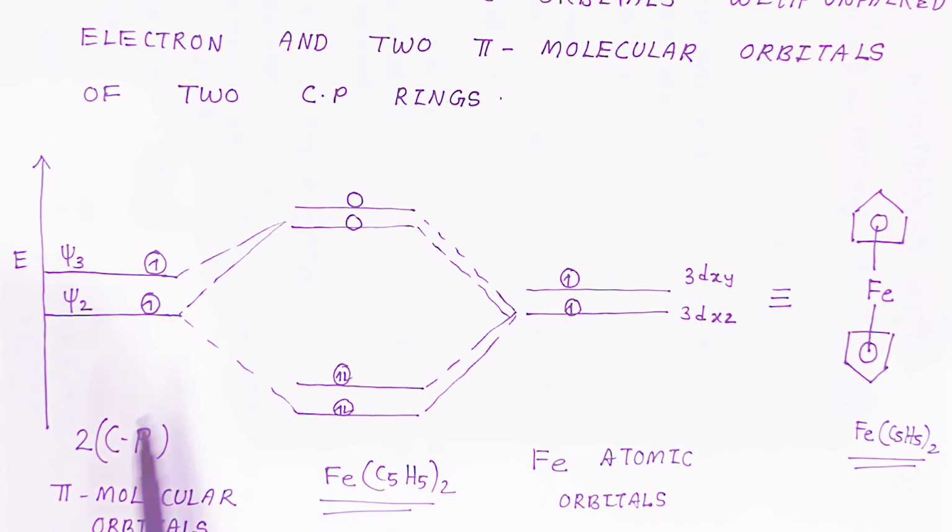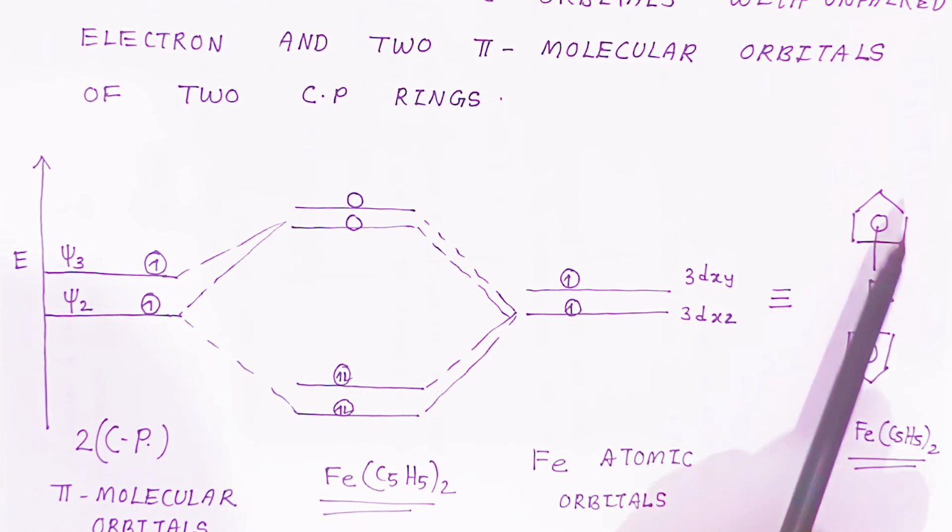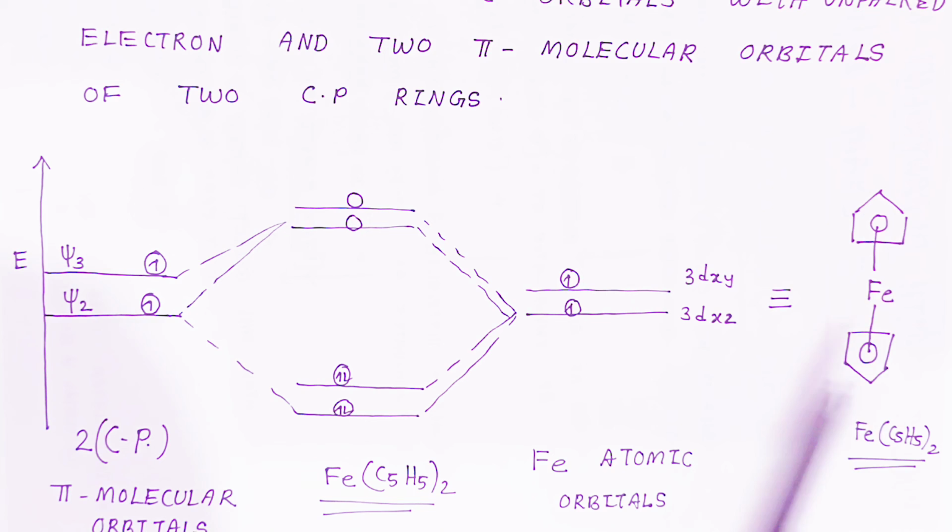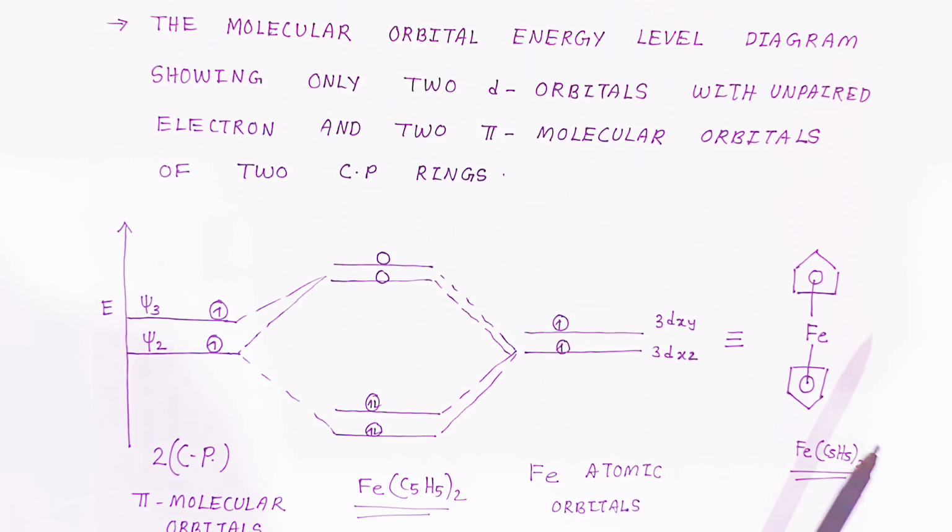Understanding, students? Because two cyclopentadienyl rings are there, they will overlap and form the ferrocene compound, Fe(C5H5) twice. This is the ferrocene. Understanding? These are very important.